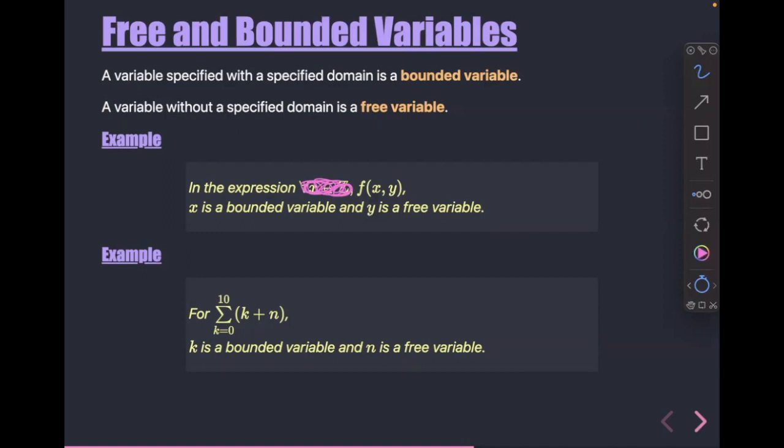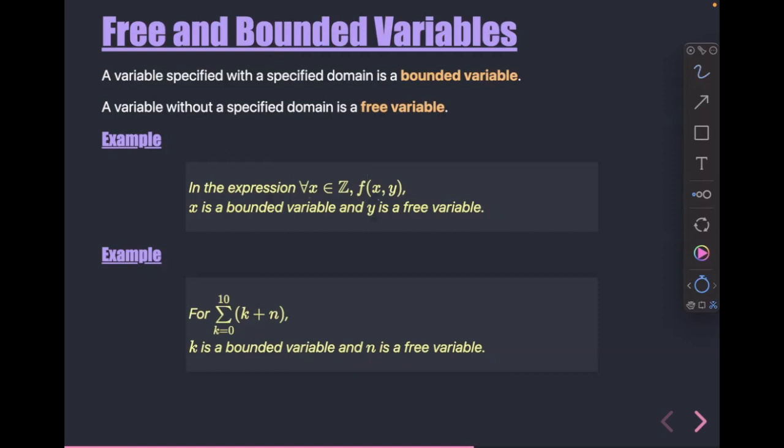I don't have any information about what is going into this function, what x and y are. They could be numbers, they could be strings, they could be fruits, who knows? So often you want to specify a domain just to say what these elements actually are. And basically that makes it a bounded variable, because it has to be that type of thing.